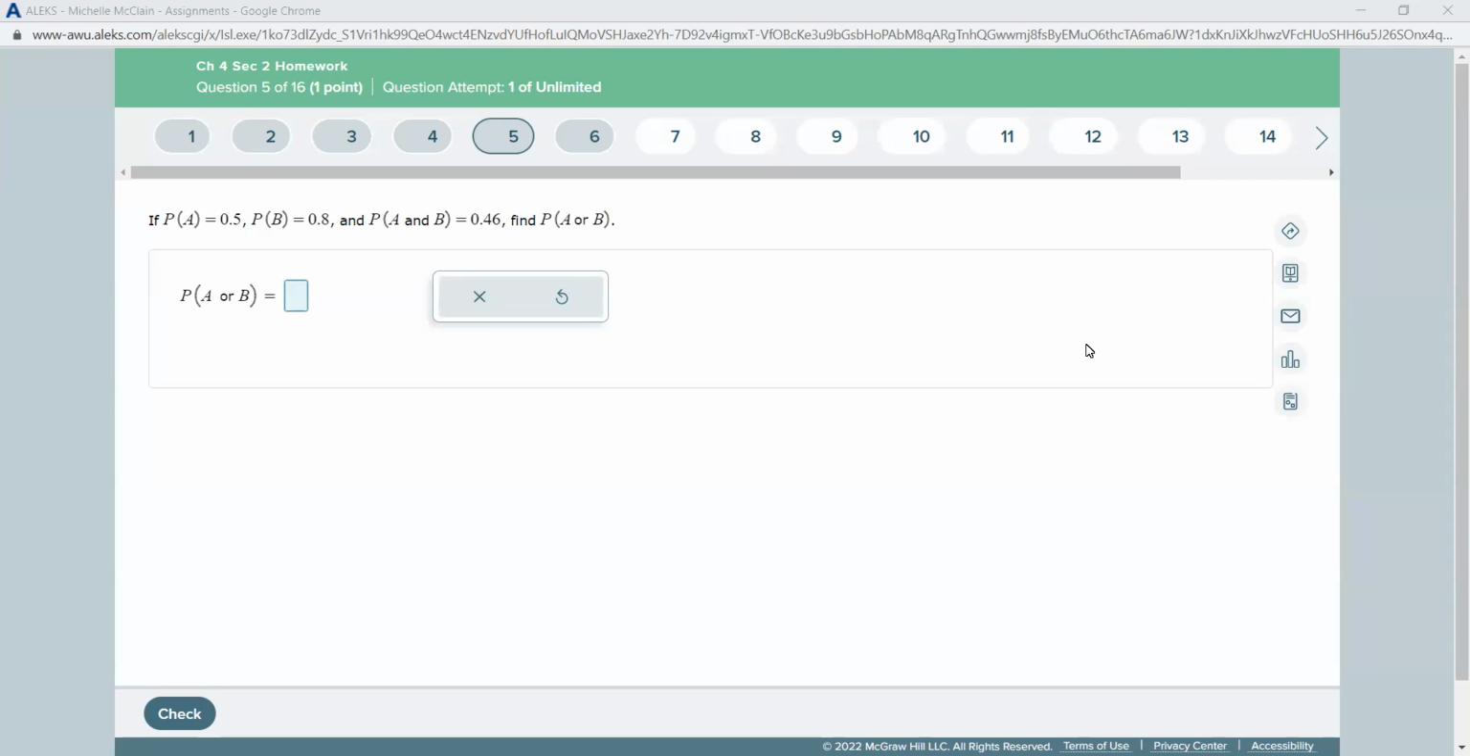So let's look at this homework question. It reads, if probability of A is equal to 0.5, probability of B is equal to 0.8, and probability of A and B is equal to 0.46, find the probability of A or B. So I'm going to switch my screen so you can take a look at my scratch work and the process of solving this particular problem.